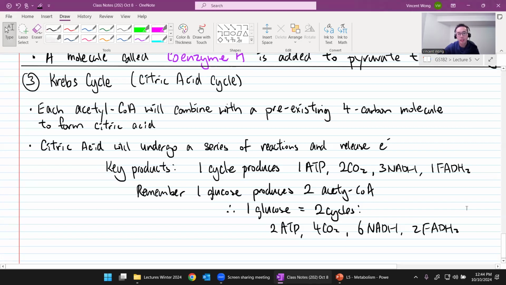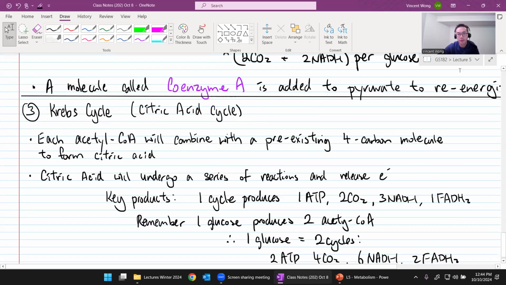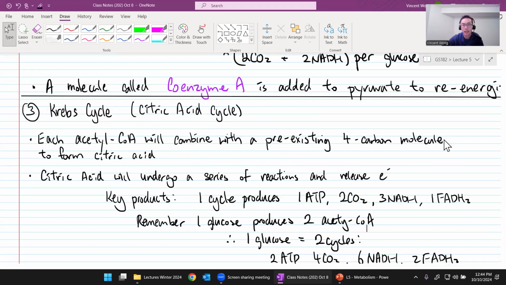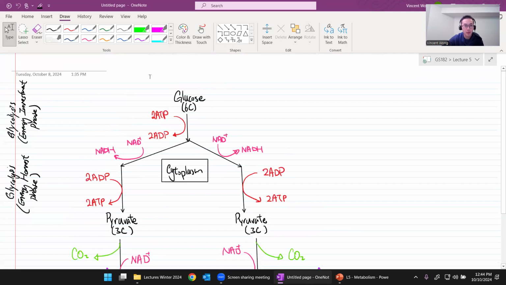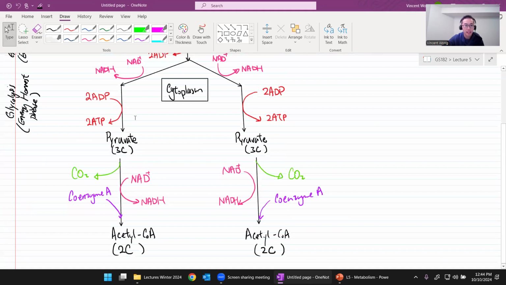Okay, these are just like numbers, right? Basically, that you have to be aware of. So let's go ahead and go to the other chart here. Okay, so we already wrote down what happens with the glucose. We break it down into pyruvate. Each pyruvate will be converted into acetyl-CoA, and we actually forgot to write down the name for this process. This is pyruvate oxidation. Right? And that happens in the matrix.